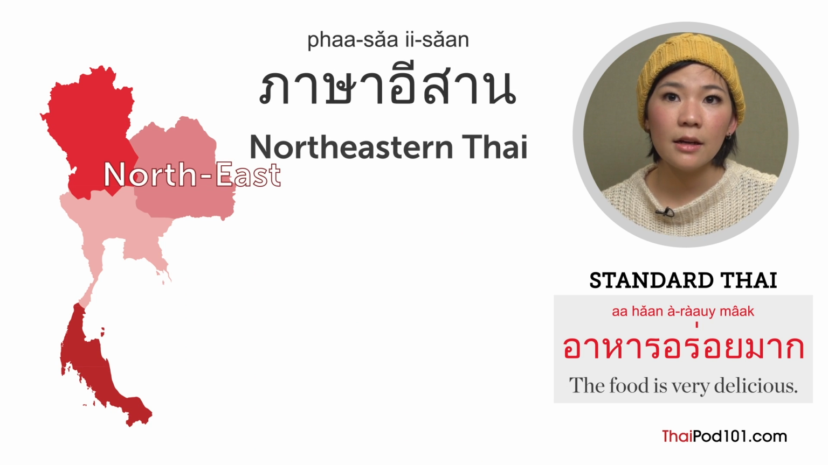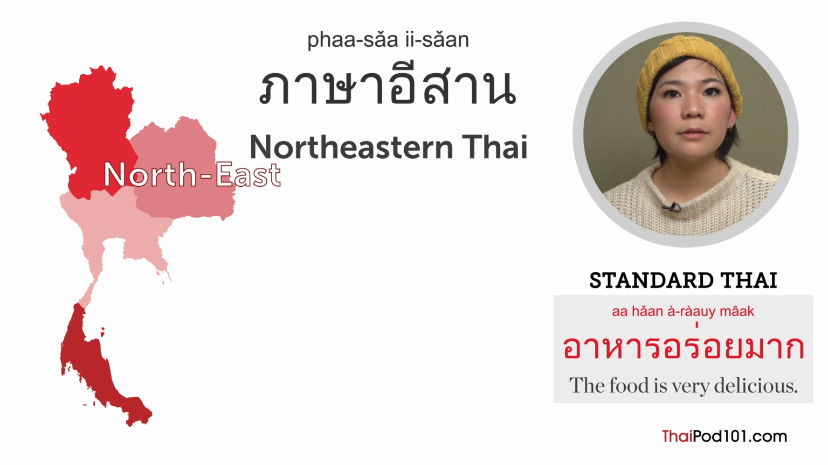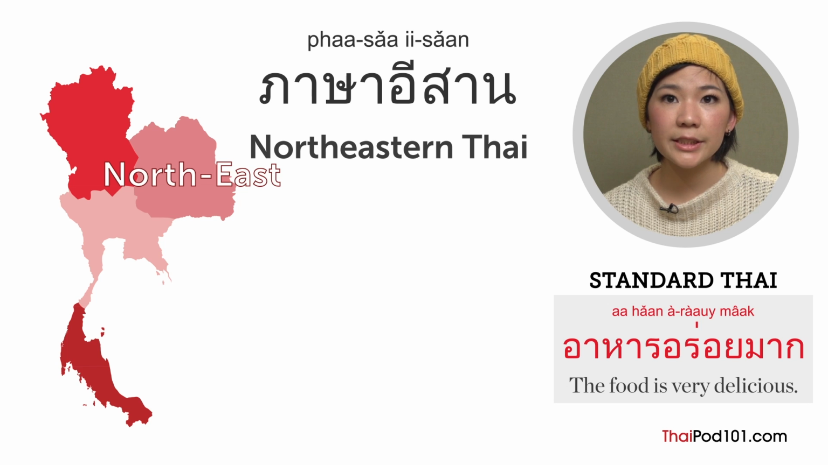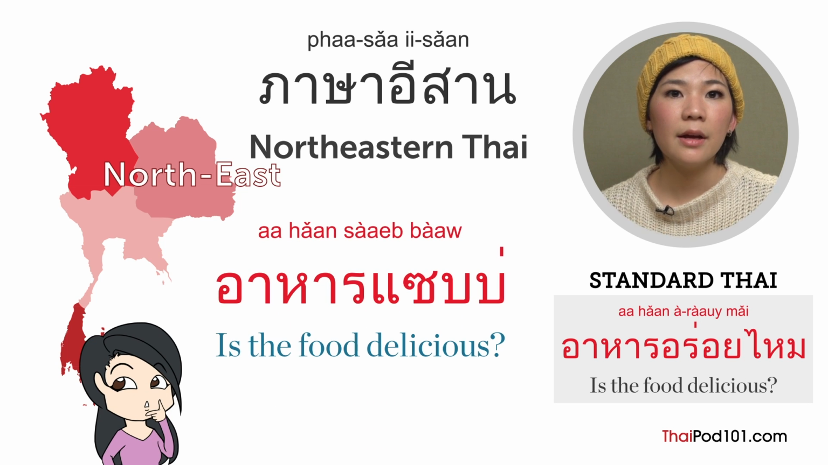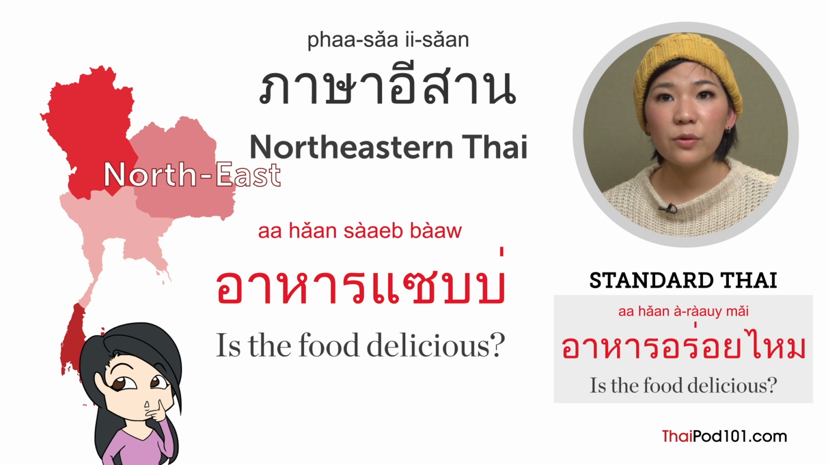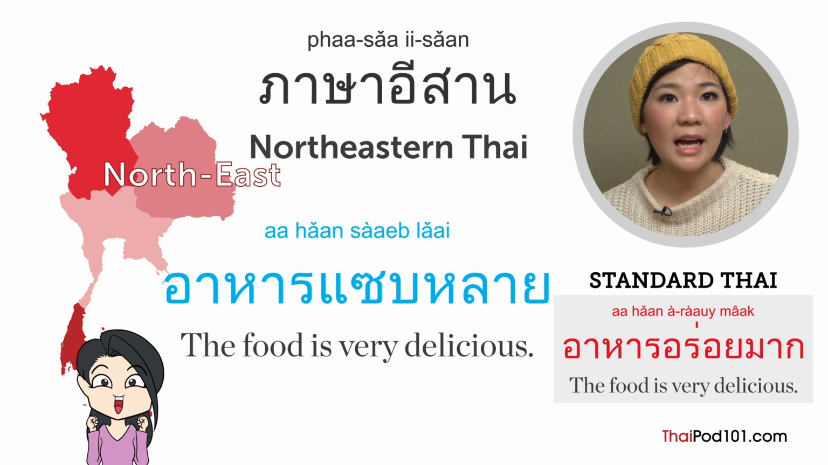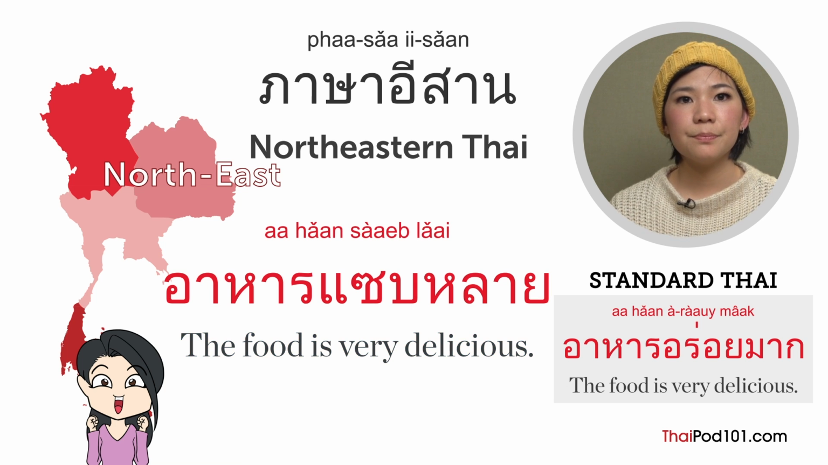Northeastern Thai dialect or ภาษาอีสาน is derived from Laos. So there are some similarities in this dialect to Laos. For example, อาหารแซ่บบ่ means is the food delicious? In Northeastern Thai, to respond in this dialect, you reply อาหารแซ่บหลาย This means the food is very delicious.